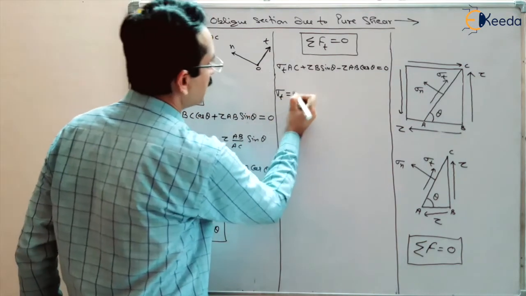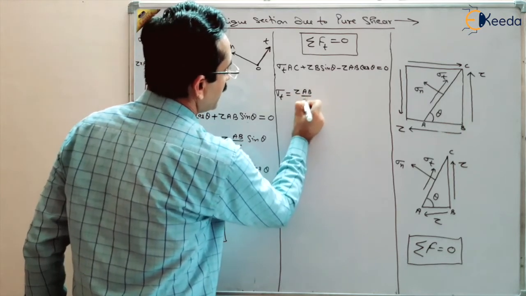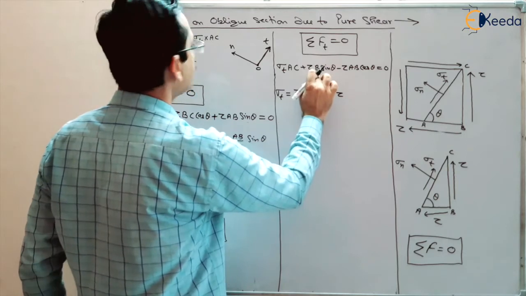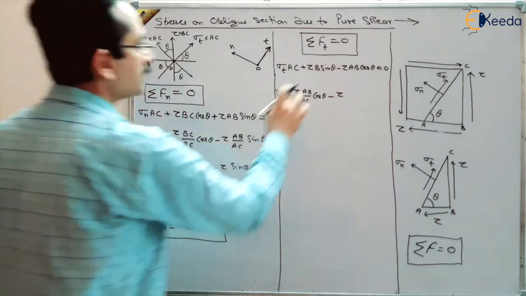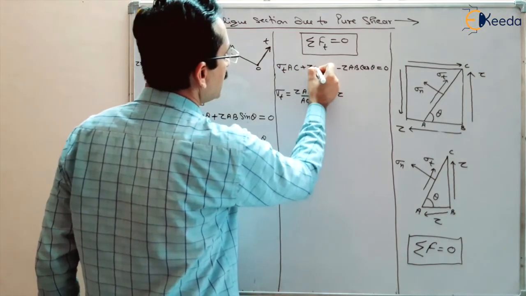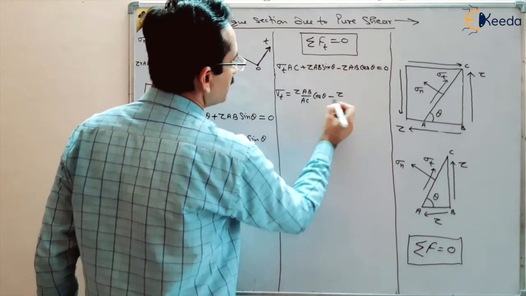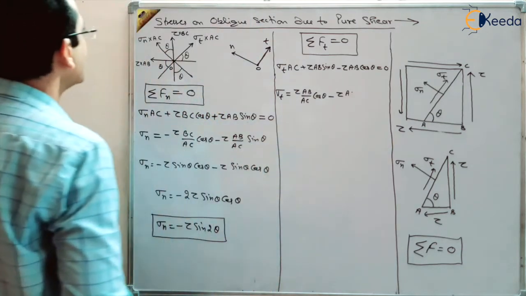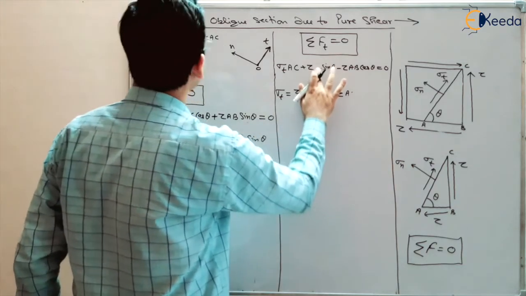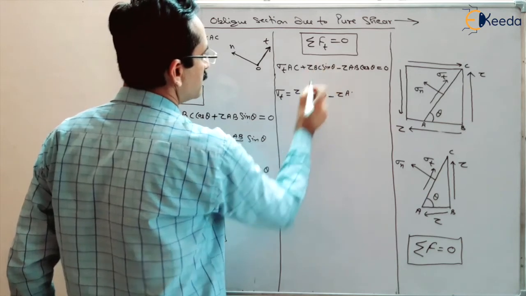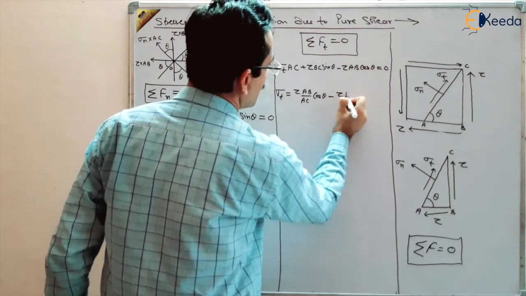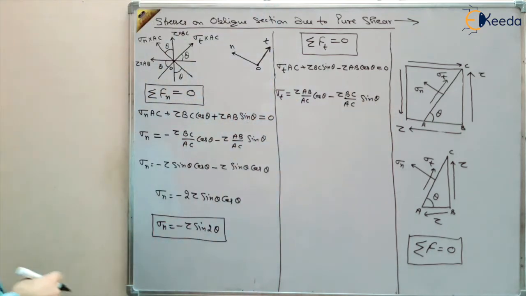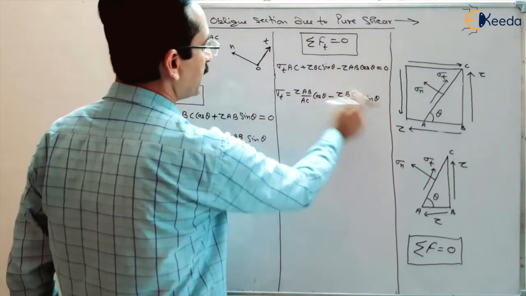Now, what is sigma T? That will be equal to tau AB by AC cos theta minus tau BC by AC sin theta. We skipped writing AB here; it is tau AB cos theta and tau BC, BC by AC sin theta. So this is our stress condition. So the tangential stress is tau AB by AC cos theta minus tau BC by AC sin theta.